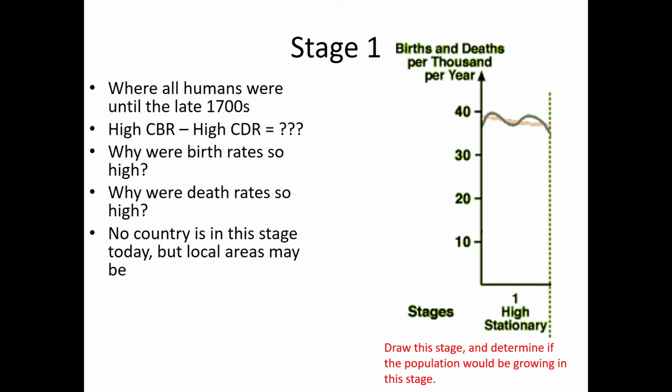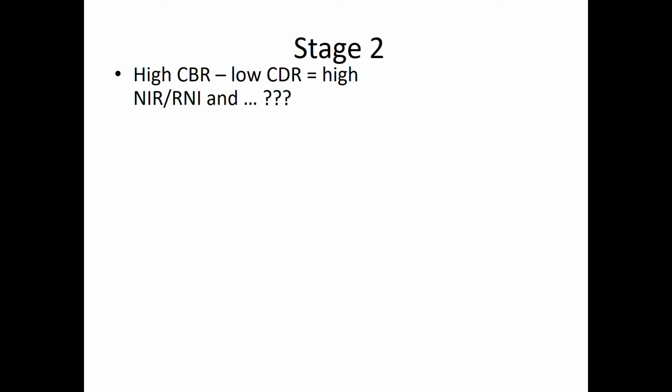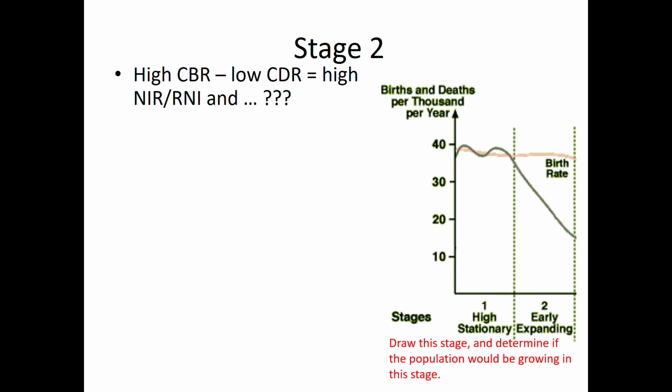So small areas could be, I suppose that's not really local, that may be national or regional. Some areas may still be in stage 1 if some horrible event occurs. Stage 2 then, you start seeing the death rate decrease. So if you have a high birth rate still, but a low death rate, you'd have a high natural increase rate and, of course, a growing population.